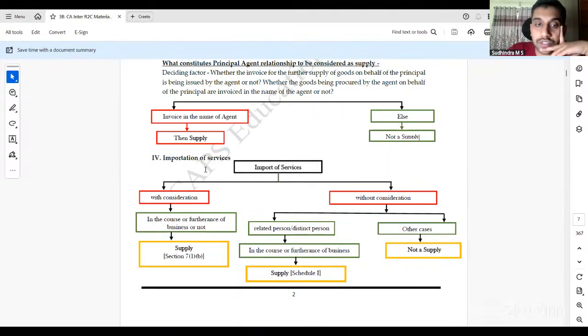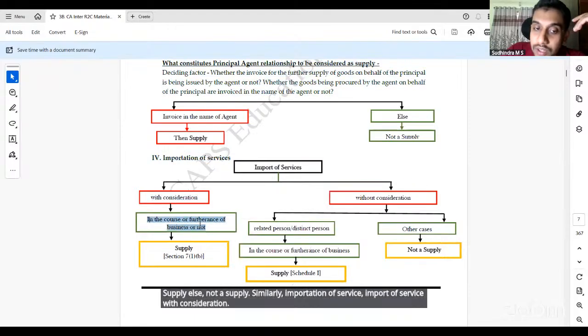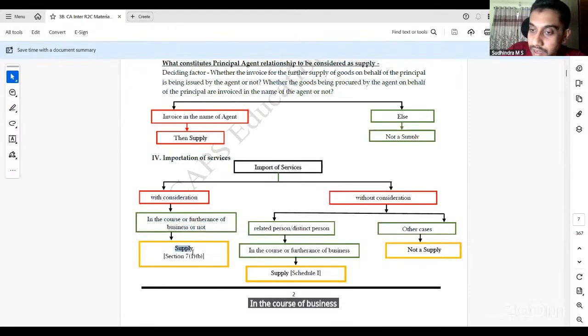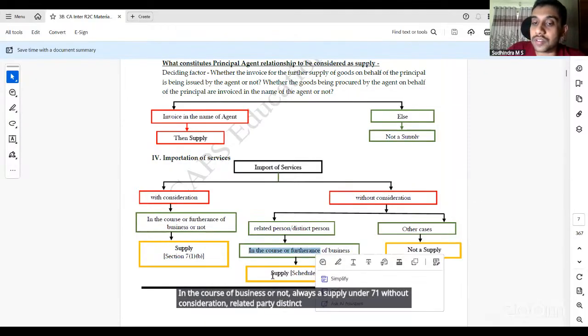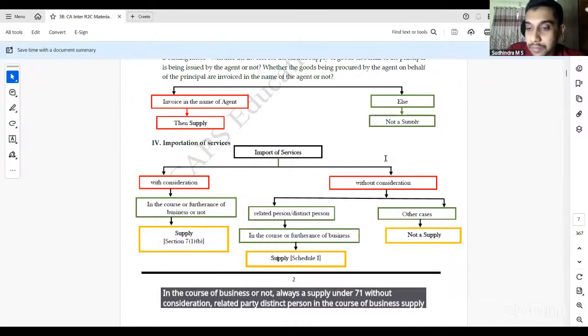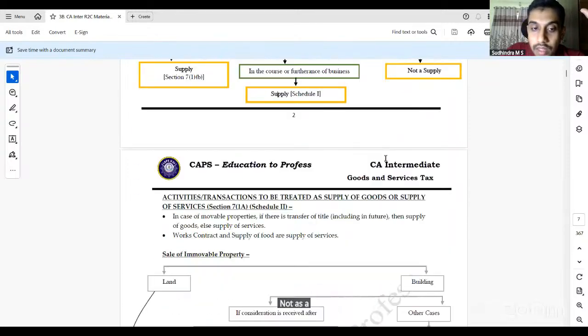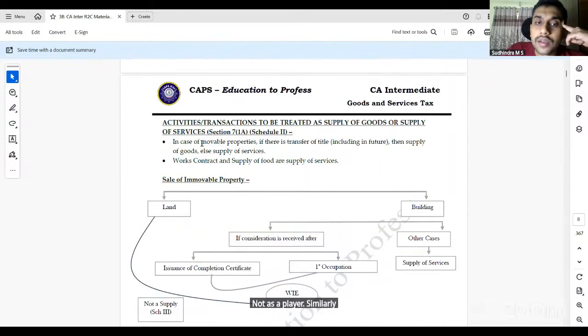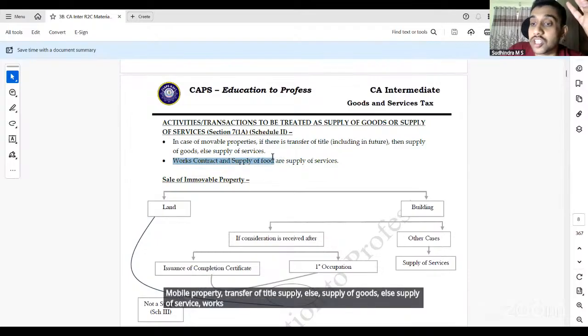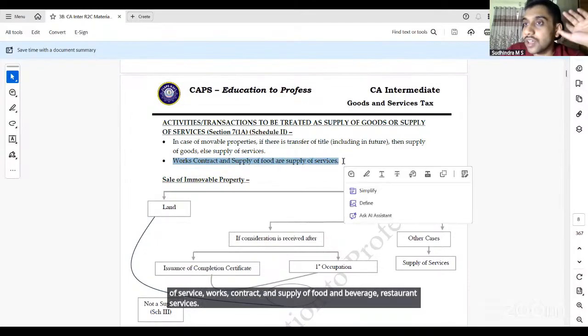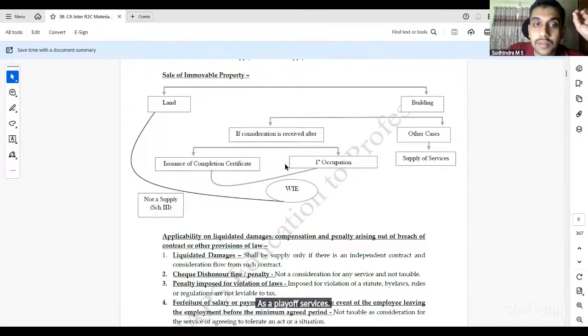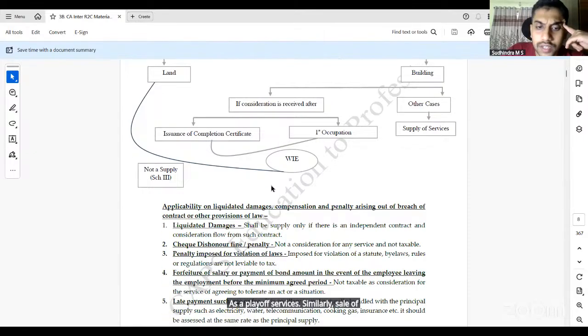Similarly, import of service with consideration in the course of business or not, always a supply under 7.1b. Without consideration, related party or distinct person in the course of business, supply; in other cases, not a supply. Similarly, Schedule 2: movable property, transfer of title, supply of goods, else supply of service. Works contract and supply of food and beverage, restaurant services are supply of services. Similarly, sale of land, just now whatever we discussed.